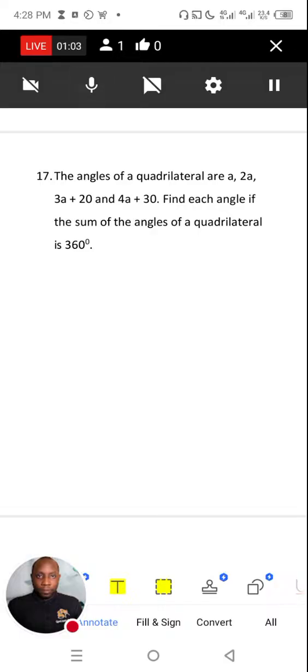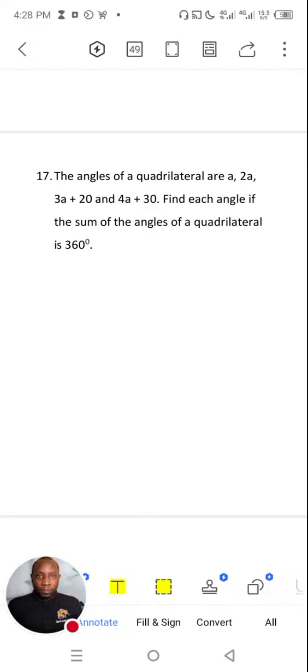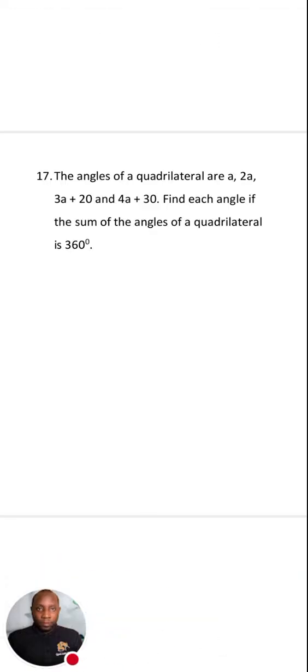So this is Power Adishi, and you can call me Mr. Gpad. We have started this series on solving word problems. As you can see on the screen, what I have here is question number 17.